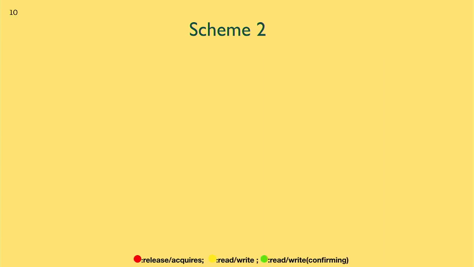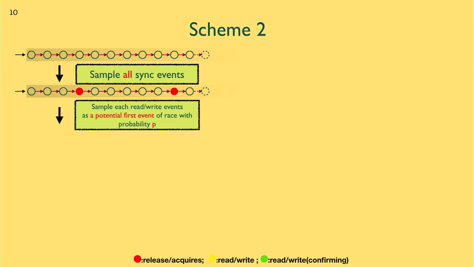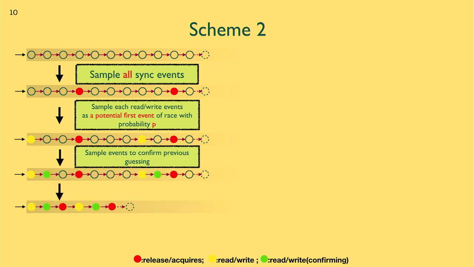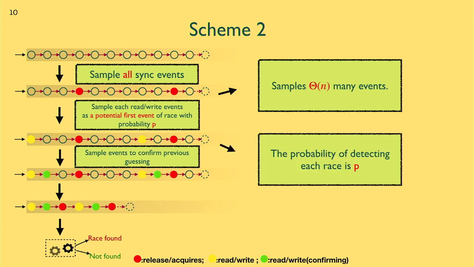So let's go to the second scheme. For a given execution, again, I'm going to sample all the synchronization events. But now I'm going to sample each read and write event as a potential first event of a risk with probability p. Then I'm going to sample events to confirm my guesses. Okay, this again gave me another shorter trace, and I'm going to run FastTrack. Okay, and similarly, this scheme samples Θ(n) many events, but the mathematical guarantee is that the probability of detecting each risk is improved from p squared to p. Okay, and this is basically the naive version of Pacer, without any optimizations.